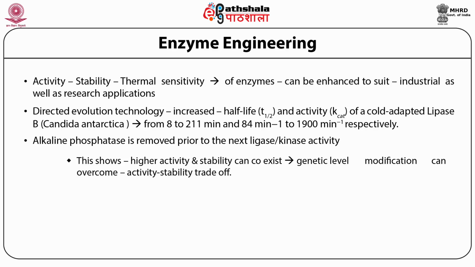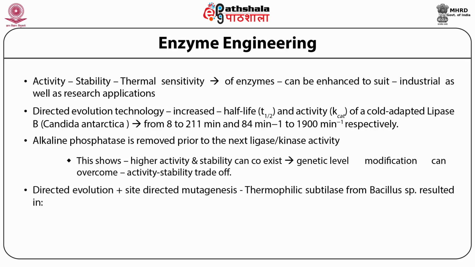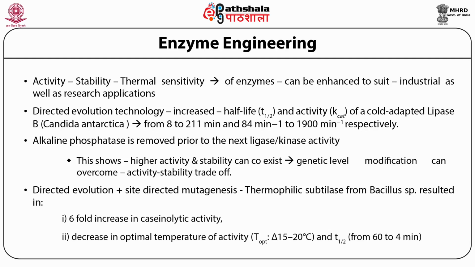These days, along with directed evolution and old empirical mutagenesis methods, there exists site-directed mutagenesis, where a specific site of the enzyme can be mutated. For example, in thermophilic subtilase from Bacillus species, such a change resulted in a 6-fold increase in its caseinolytic activity, and a decrease in the optimal temperature of activity from 15 to 20 degrees. And the half-life of the enzyme was also increased from 60 seconds to 4 minutes.